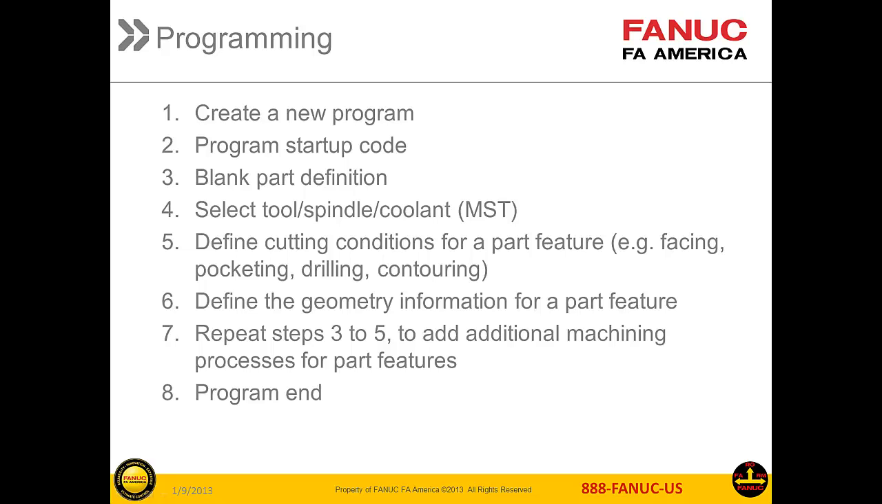And then for Manual Guide i, each cycle is a two-part entry. First, the process cutting conditions are set, and then the geometry is set. These last three steps are repeated until the part is complete. And finally, we add the boilerplate at the end of the part program to finish things up.